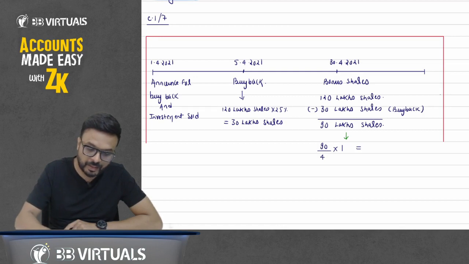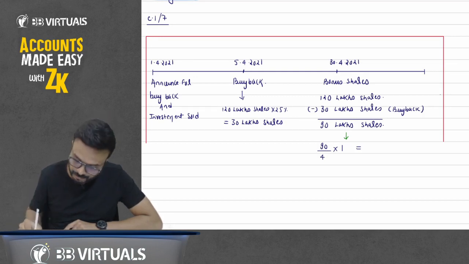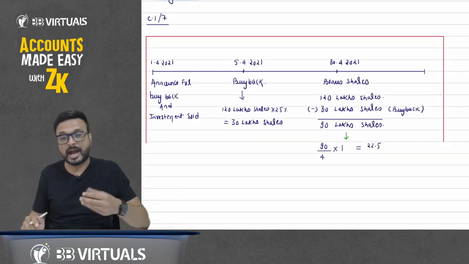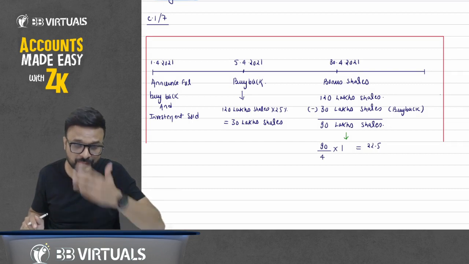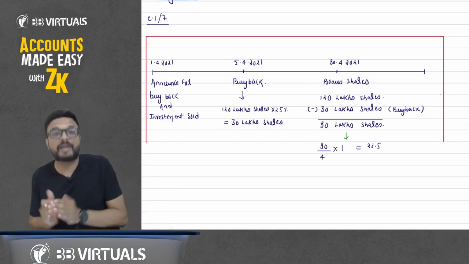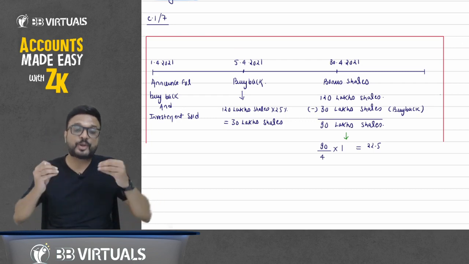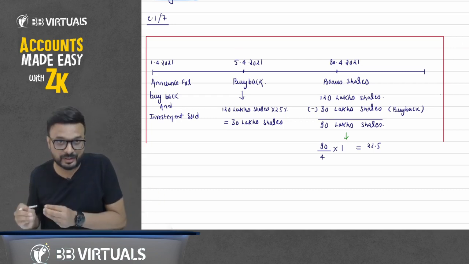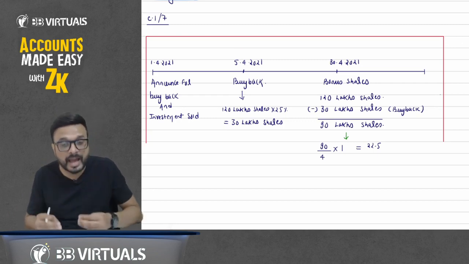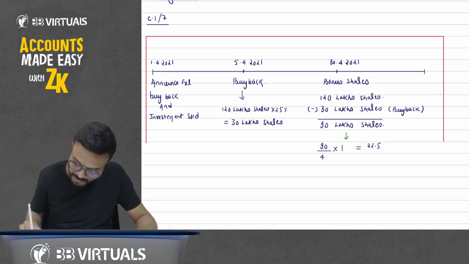So 90 divided by 4, that comes to 22.5. Don't tell me, sir, it is 0.5. How can you give shares in fraction? We cannot give shares in fraction. But here this 22.5 lakhs means 22 lakh 50,000 shares. The shares are not actually in fraction. So it's 22 lakh 50,000 shares, 22.5 lakhs shares.